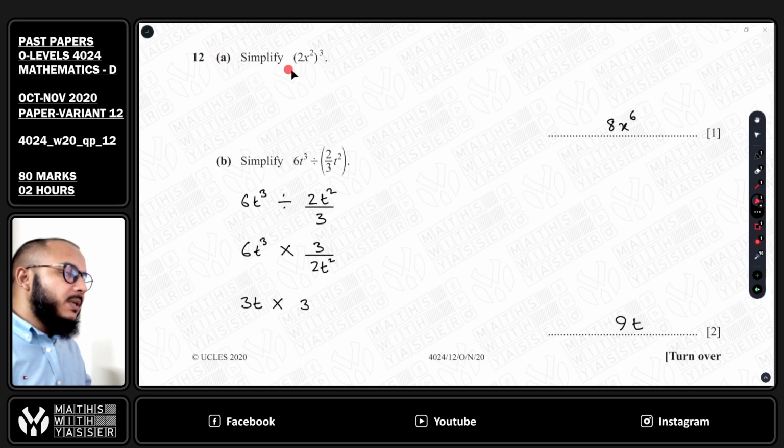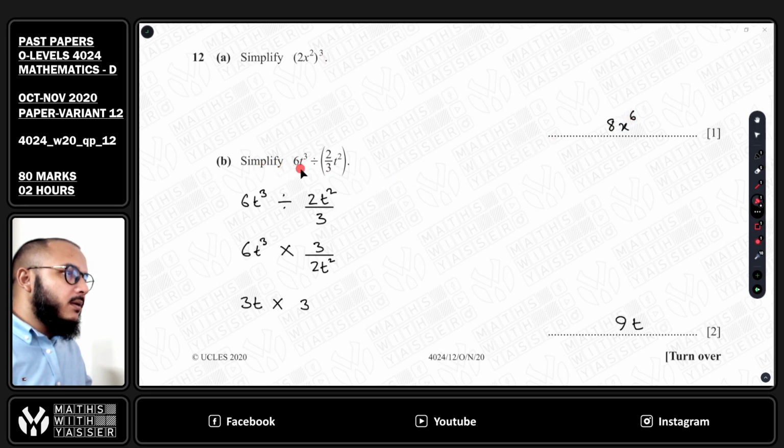Question number 12. Simplify (2x squared) within brackets to the power cube. So we need to multiply these two powers. Also, we need to give this power to the number 2 as well. So 2 cube will be 8 and x to the power 2 times 3 is 6.